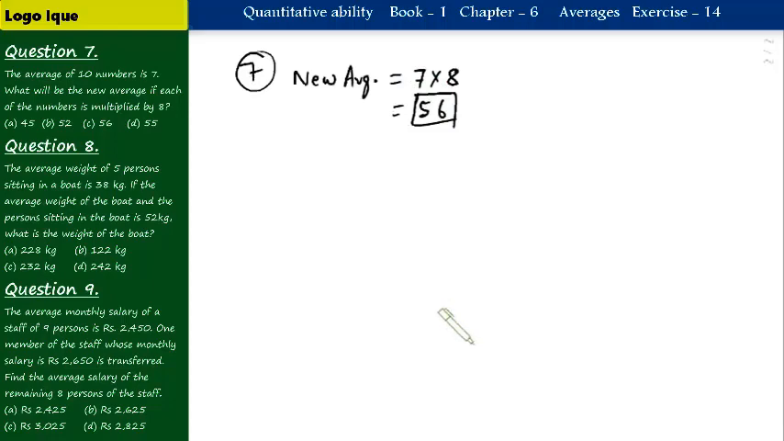Right? Remember, if all the numbers are multiplied by 8, the average will also get multiplied by 8. Similarly, if all the numbers were added by 8, the average would also get added by 8. Right? If all the numbers were subtracted by 8, the average will also get subtracted by 8, and so on and so forth. This is how these questions are supposed to be done. Okay.